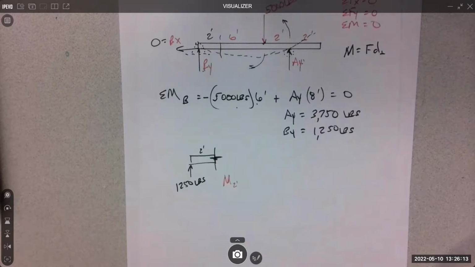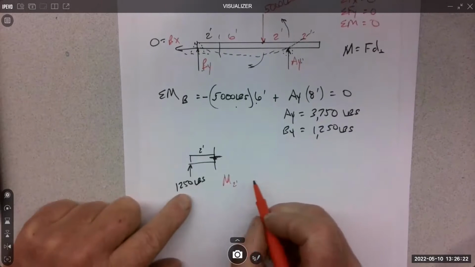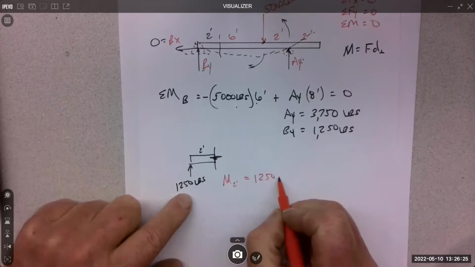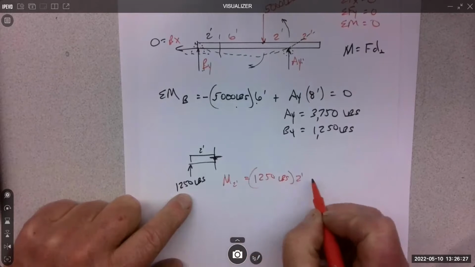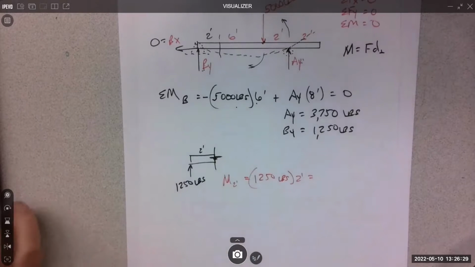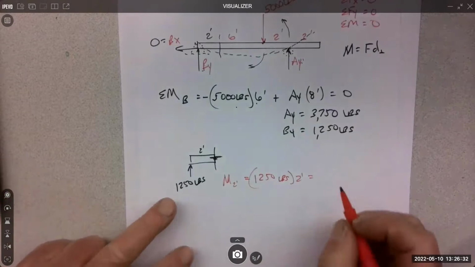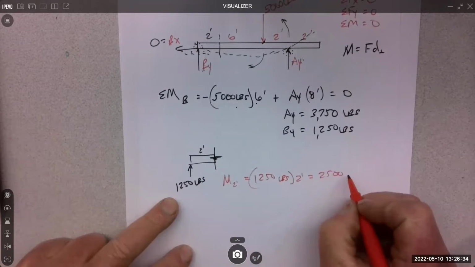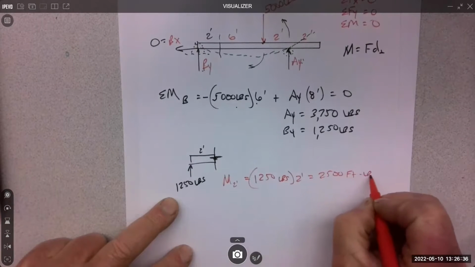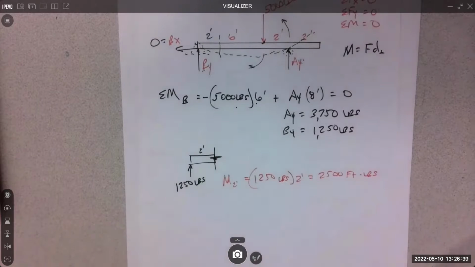And literally all you do is find the moment. If there's a bunch of forces, you got to find all the moments and add them up. But I only have one force, right? 1,250 times 2 feet. 2,500. And that is foot-pounds. Make sense?